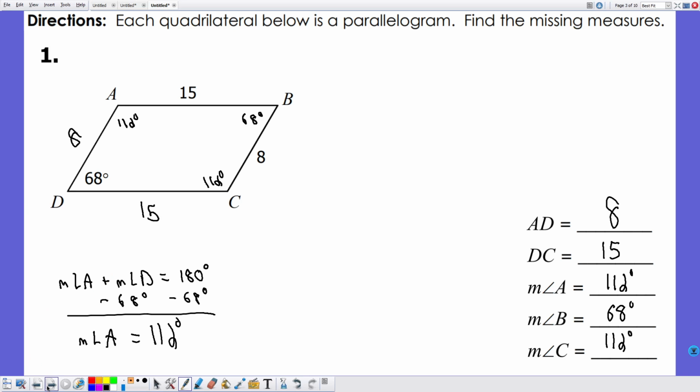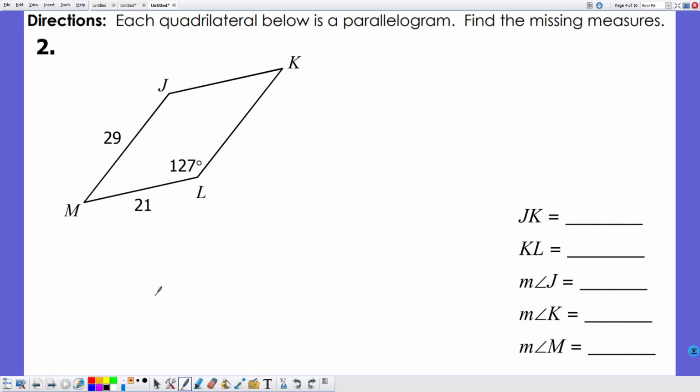Let's go over maybe one more, I guess, for now. Again, let's just find the quickest thing. So opposite sides are the same. KL must be 29 and JK is 21. Opposite angles are the same. So angle J is 127.